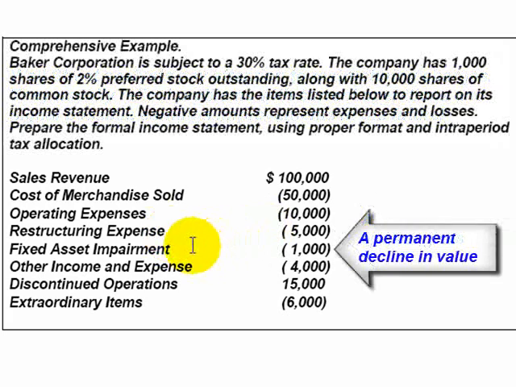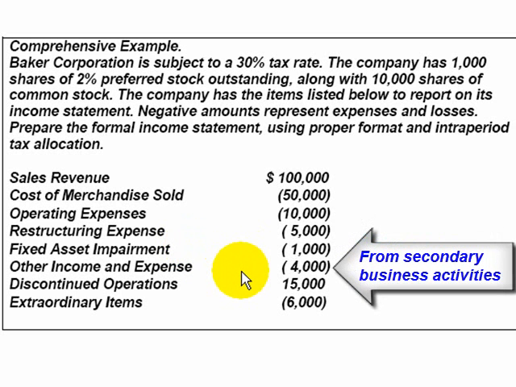A fixed asset impairment occurs when a corporation's asset loses value permanently. This could be because of obsolescence, changes in business conditions, or significant damages. When an asset loses its value permanently, then the corporation writes the asset down to its current market value and records a loss, and that would be labeled a fixed asset impairment on the income statement.